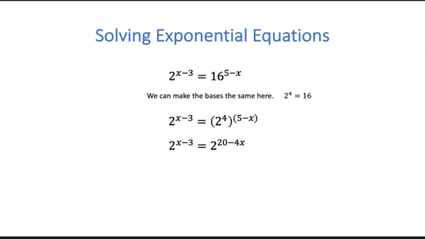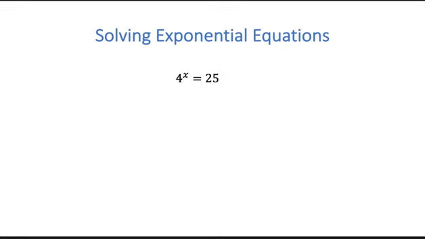Now the bases are the same, and so I can set those exponents equal to each other and solve this equation, which I know you know how to do. We'll add 4x to both sides, we'll add 3 to both sides, and then divide by 5. So x is equal to 23/5. Okay, let's look at the next one.